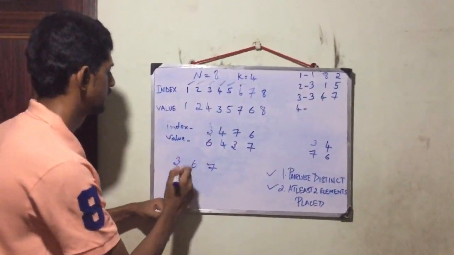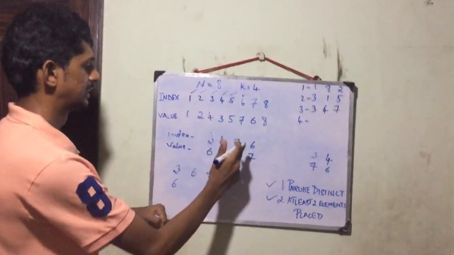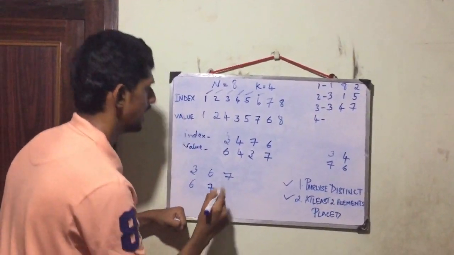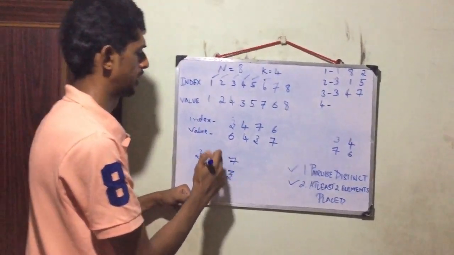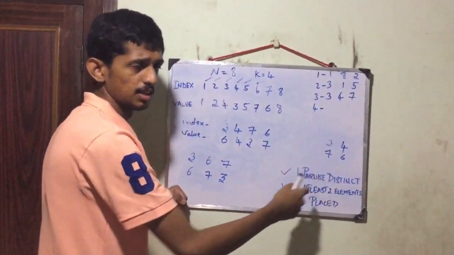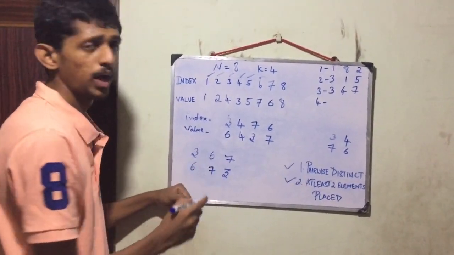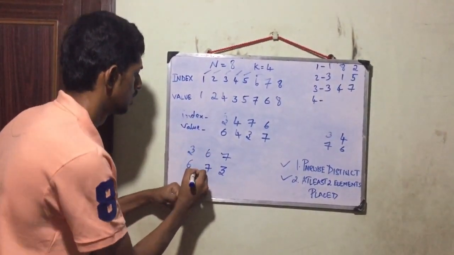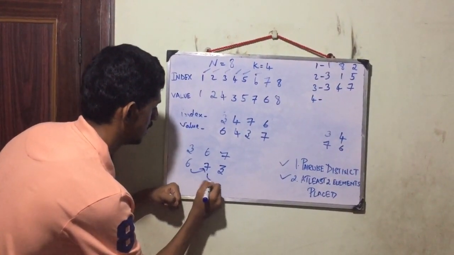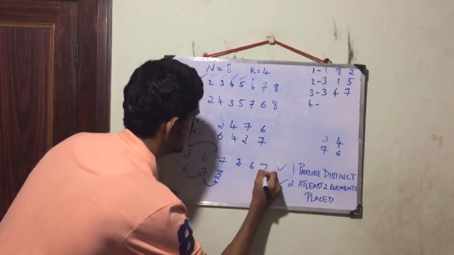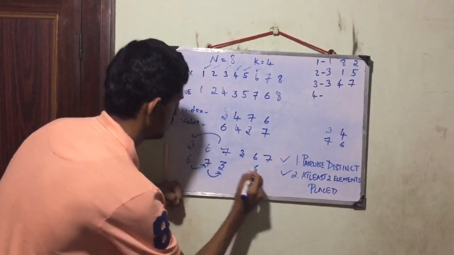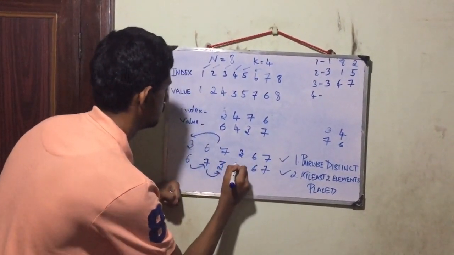In the 3rd index we have the value 6. In the 6th index we have the value 7, and in the 7th index we have the value 3. Now 3, 6, 7 are my indices. They are pairwise distinct. Therefore it's correct. Now I can perform a right cyclic shift. Now 6 goes here, 7 goes here, 3 comes here. So 3, 6 and 7. 6 comes here, 7 goes here and 3 comes here.